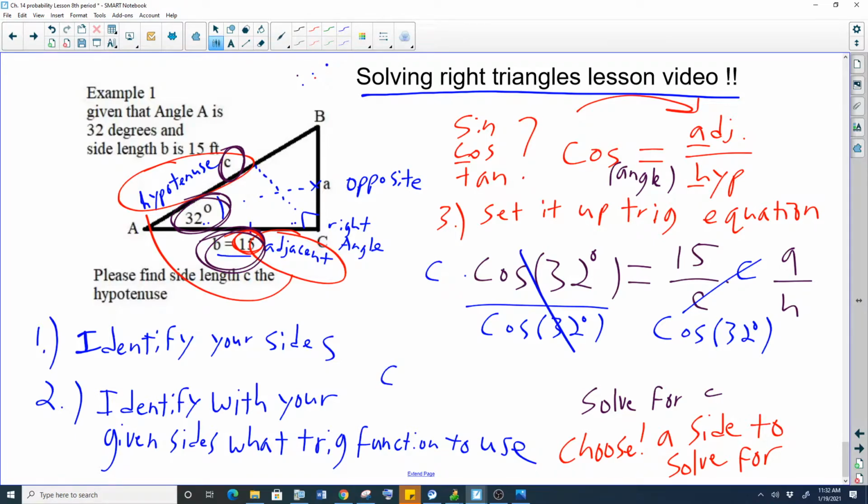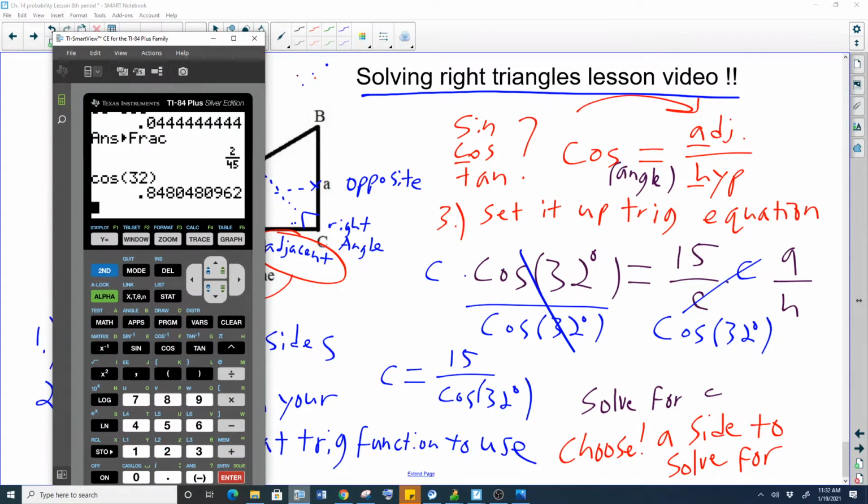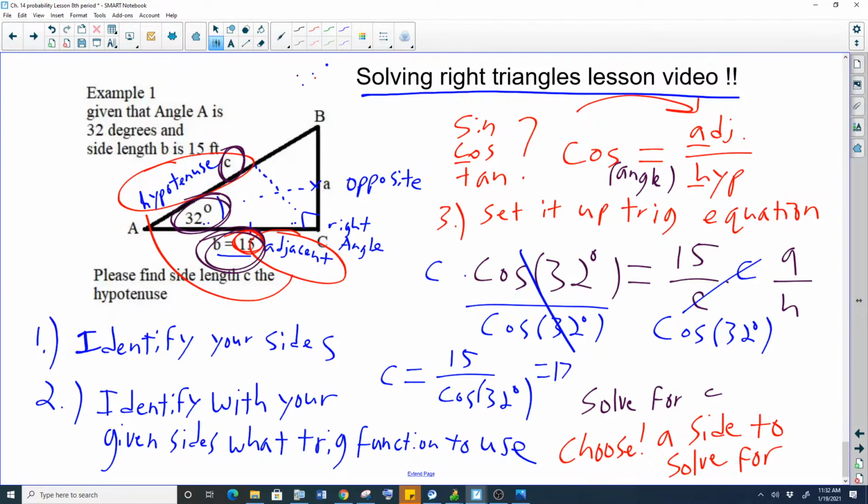Let me write it out. So c is equal to 15 on top and cosine 32 on the bottom. And that's going to give us our side length c. So now we go to our calculator. We can go 15 divided by cosine 32 degrees. And that gives us 17.687. So we're going to round that to the nearest tenth.